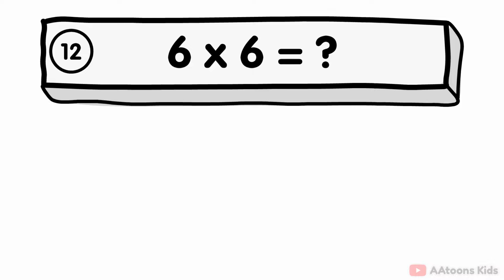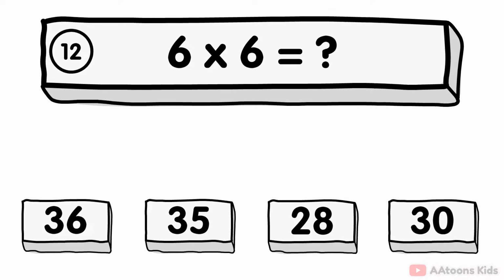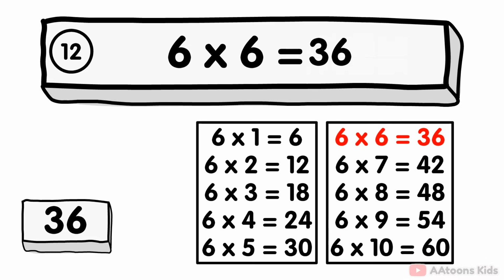6 multiplied by 6 is equal to 36. 6 multiplied by 6 is 36.